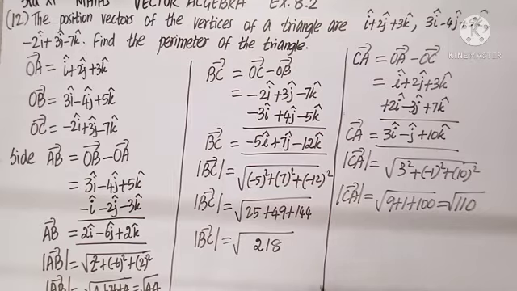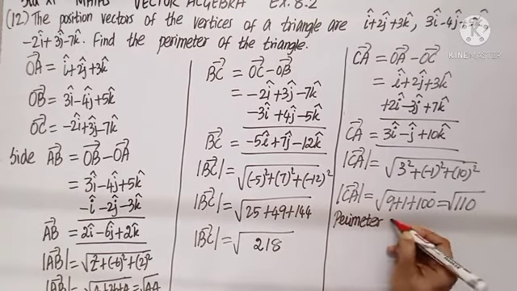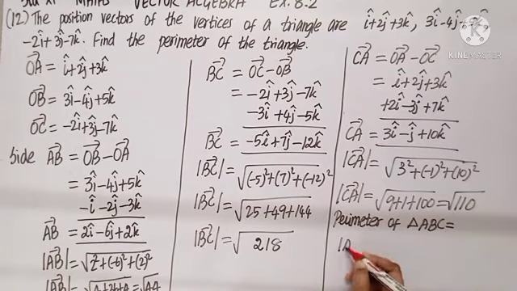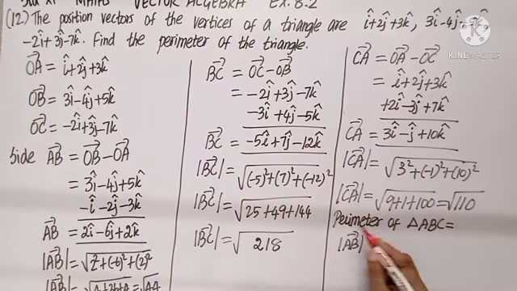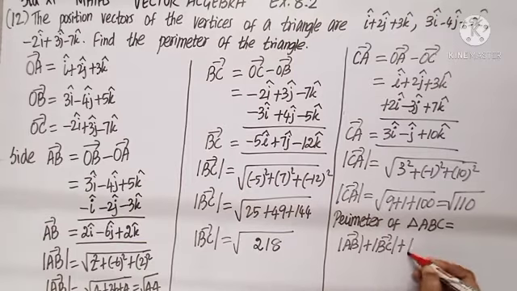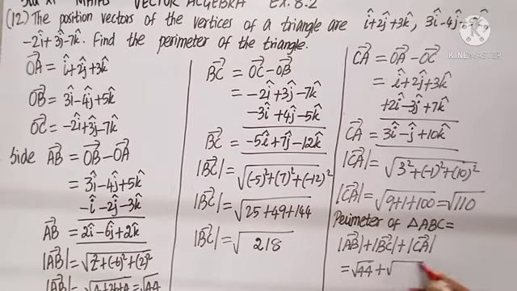Now the question is the perimeter of the triangle. So how to find the perimeter of triangle ABC? We need to add all the sides. Perimeter tells us to add all the sides, the lengths of each vector that we have found out. That is root of 44 plus root of 218 plus root of 110. As we cannot simplify it further, let us leave the answer like this.